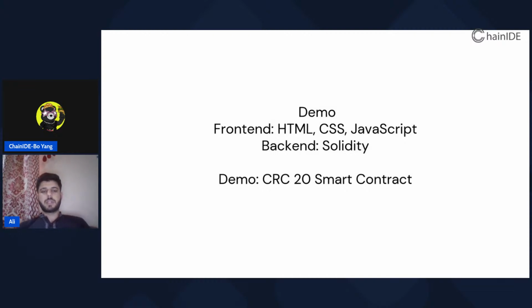So we will create a fungible token CRC20 smart contract using Chain IDE, and a demo in which we will be using a smart contract to store some values and retrieve some values from the blockchain using the front end.